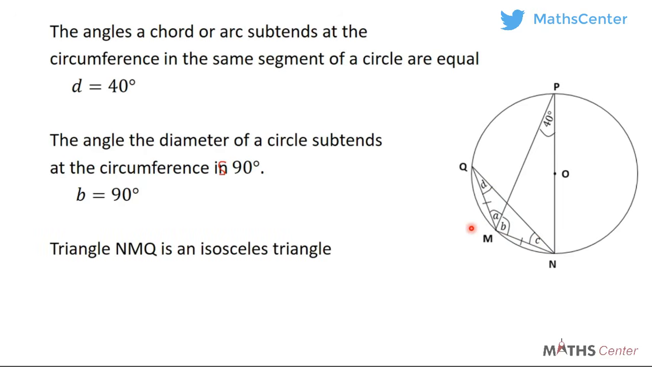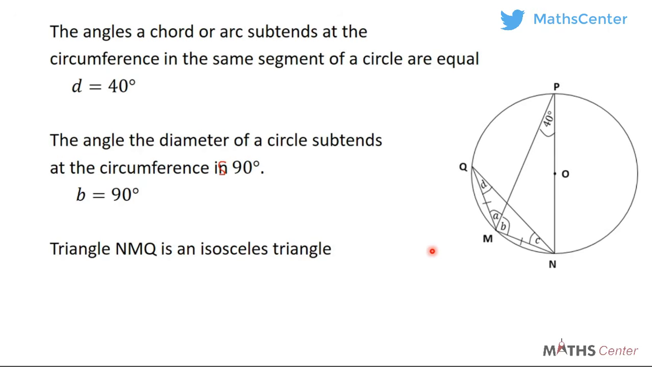Now, look at this very well. We can see that MQ is equal to MN. What that means is that from here to here is the same, from here to here is the same. So joining N to Q, we can have triangle MQN. And because two sides of the triangle are the same, triangle NMQ is an isosceles triangle.